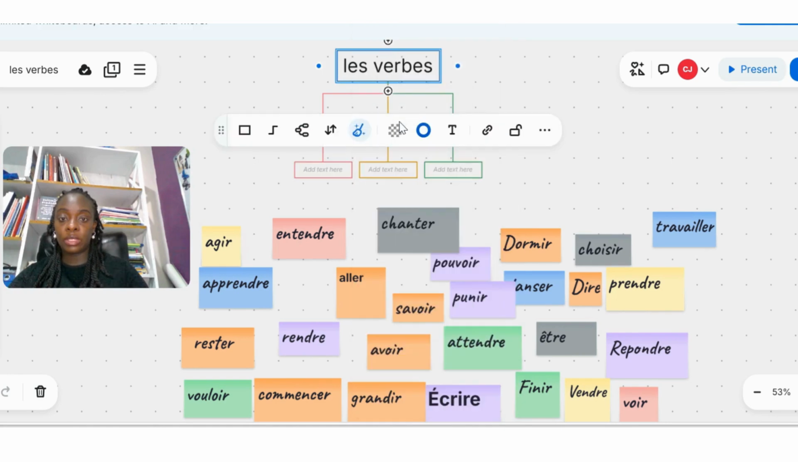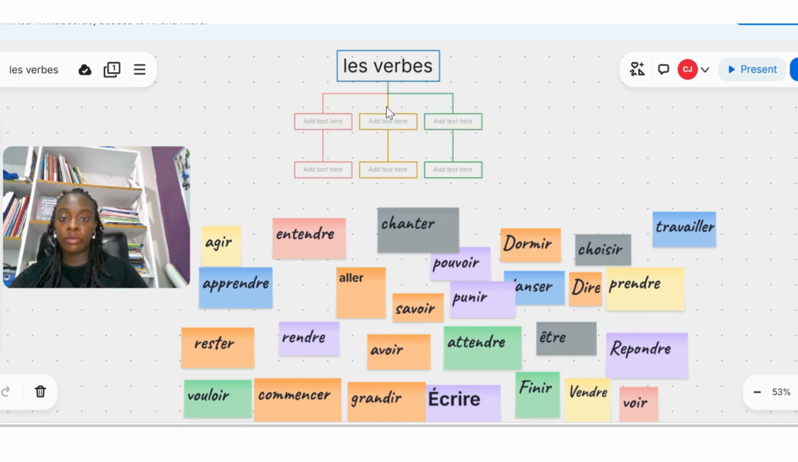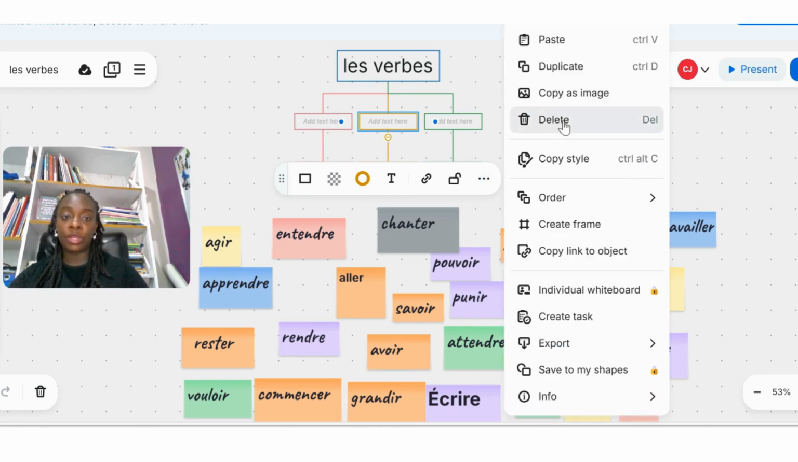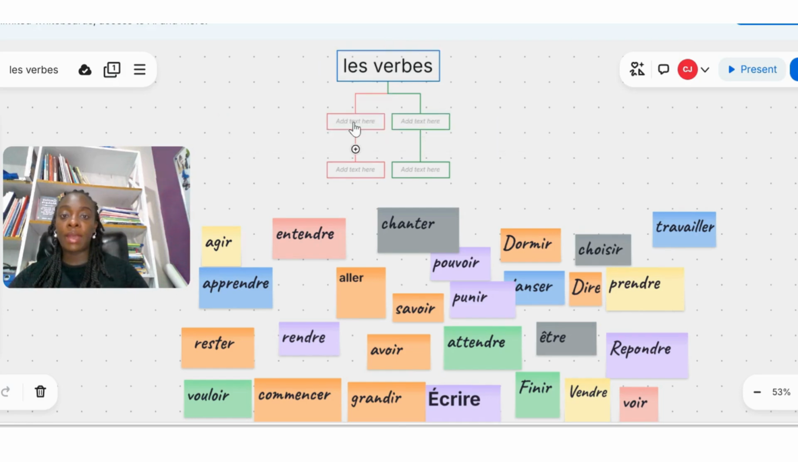I want to delete this, and I want to delete this. I'm deleting these because we only have two categories of verbs while conjugating. So they're either regular or irregular. Now I'm remaining with two.